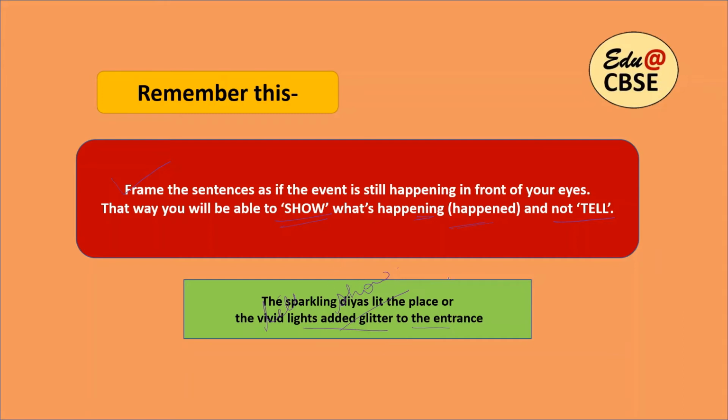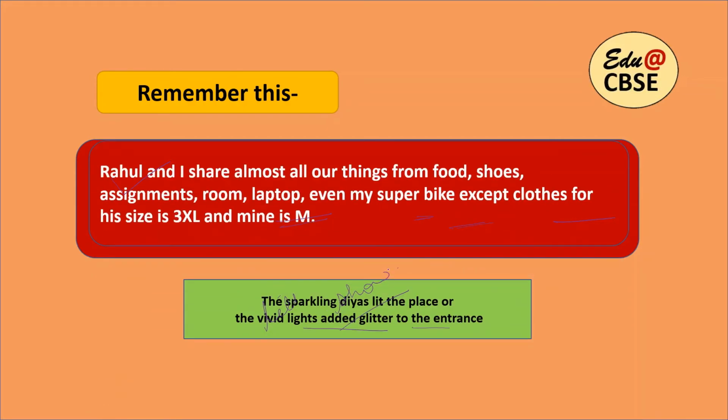Now another example. Now this is based on an event. Suppose you are writing about your best friend. You want to talk about how close you are, and then you also want to describe a little difference between both of you. So rather than writing like, Rahul is my best friend, we share all the things, but Rahul is a little fat and I am thin, simply writing like this, it's better that you write like this: Rahul and I share almost all our things, from food, shoes, assignments, room, laptop, and even my super bike.